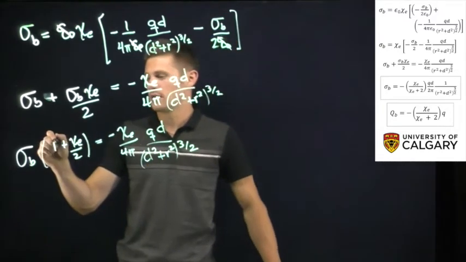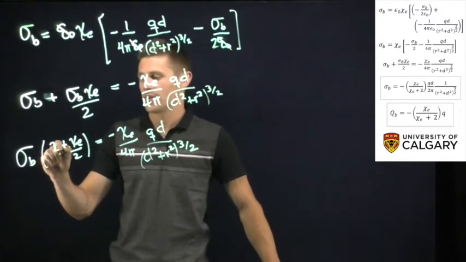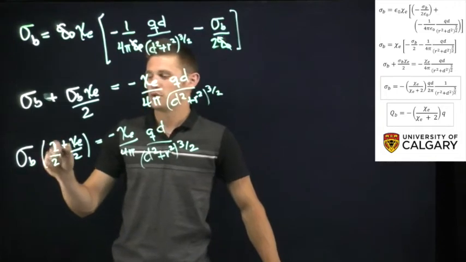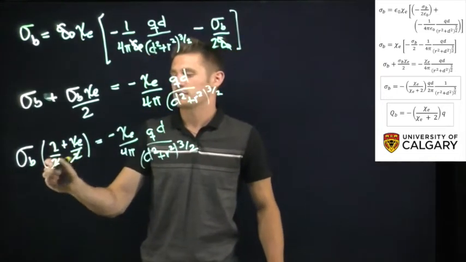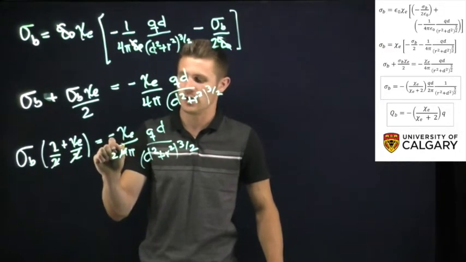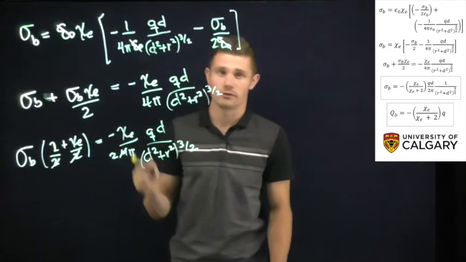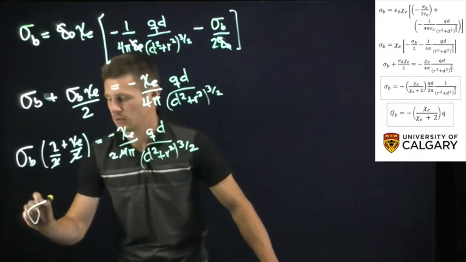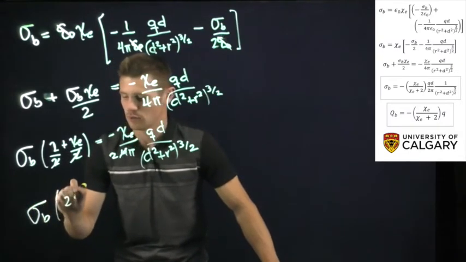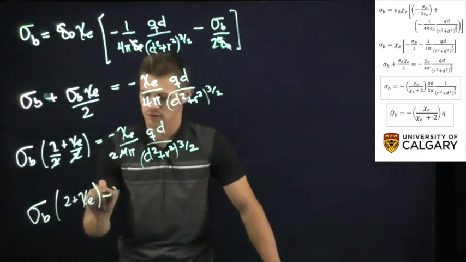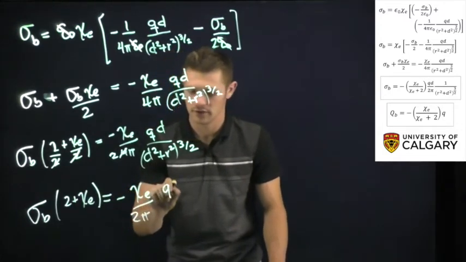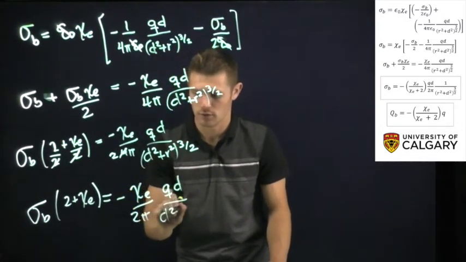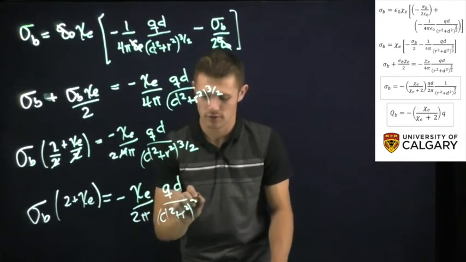Now once again we can expand this out and make this have a common denominator. If we make 2 over 2, we'll have a common 2 on the denominator here, which will then cancel with this 4 to make it a 2 pi minus chi sub e over 2 pi, and therefore sigma b times 2 plus chi sub e is equal to minus chi sub e over 2 pi qd over d squared plus r squared to the 3/2.